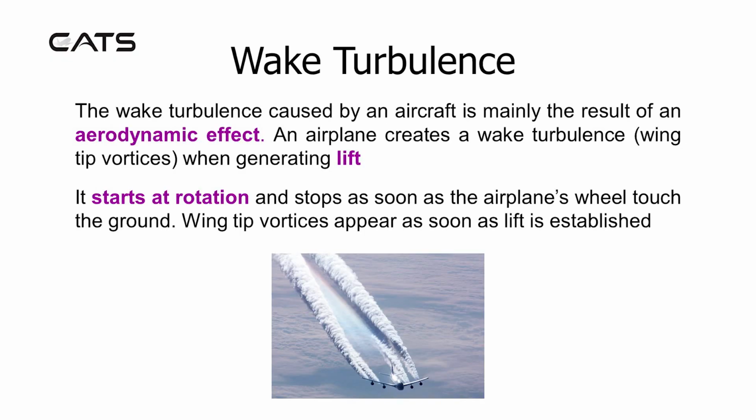Wake turbulence. The wake turbulence caused by an aircraft is mainly the result of an aerodynamic effect. An airplane creates wake turbulence, wingtip vortices, when generating lift. It starts at rotation and stops as soon as the airplane's wheels touch the ground. Wingtip vortices appear as soon as lift is established.